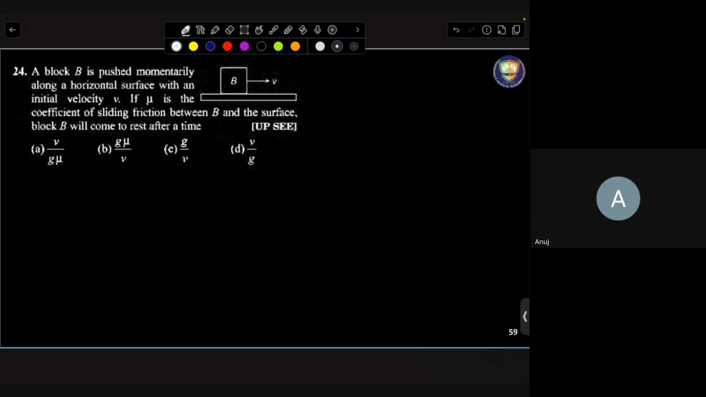Answer should be A. Yeah, answer should be A. So basically, what is happening here is mu mg is the friction force that must be acting. If you remove the mass, what you will get? Deacceleration, which is mu into g.